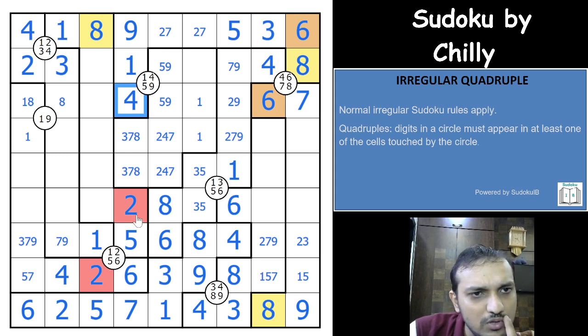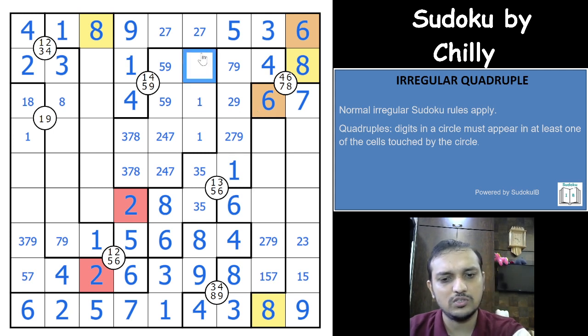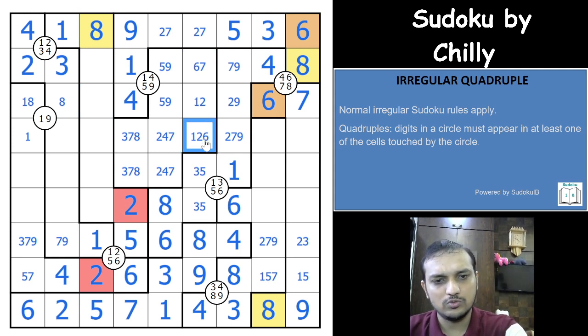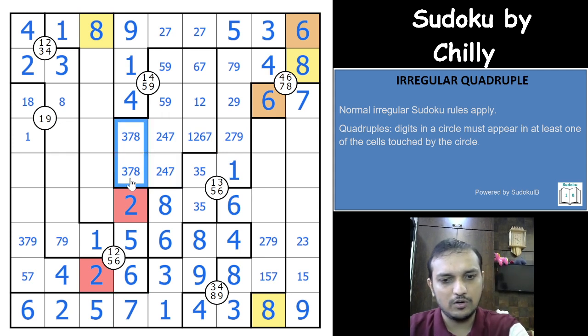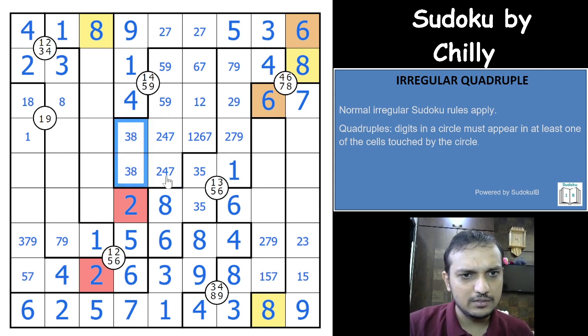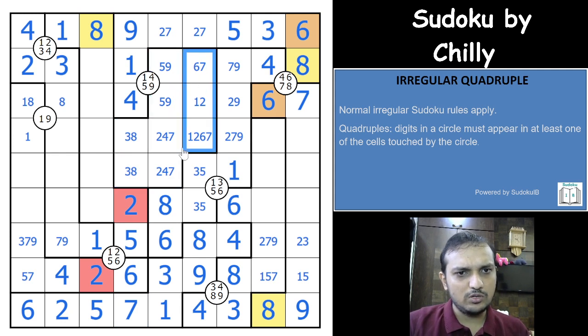Wow. Same way for 3, is it? No. 5, 6, 7, 8, 9. 3 is still possible. 1, 2, 6 and 7. 6, 7, 1, 2. 1, 2, 6, 7. 4 is in one of these 2 cells. 3, 7. Oh, this 7. Come on. I could have eliminated that. 3 and 8. 3, 8, 5, 9, 1, 2, 6, 4, 7.